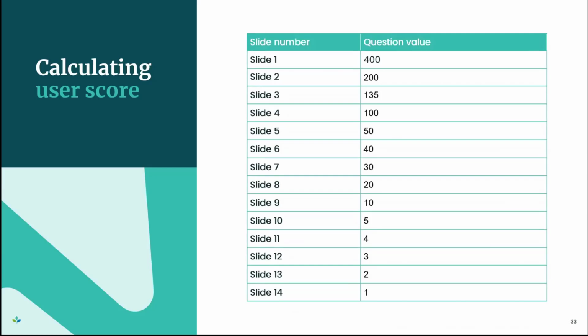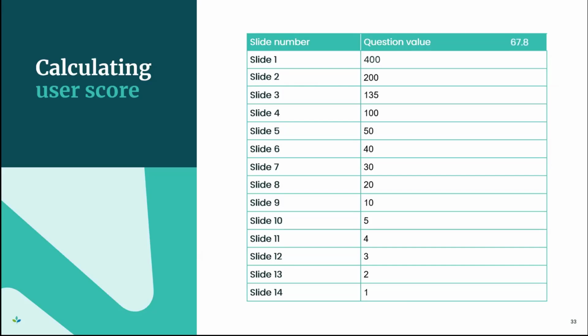So here we have 14 slides. Each slide has a different value. All of these values add up to 1,000, but they can also combine to create every value between 1 and 1,000. So let's look at an example of how this would work. Let's assume my user gets a score of 67.8.